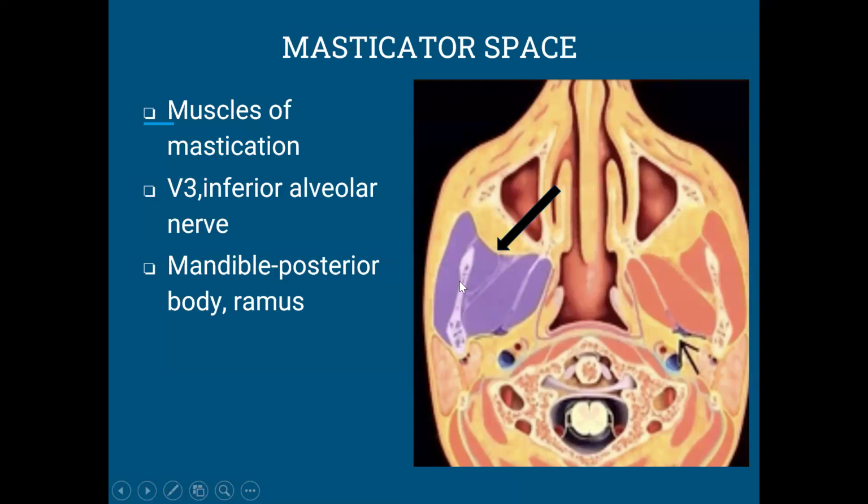So to sum up, we can divide the contents of the masticator space into one, muscle, second, bone, and third, nerve. So any pathology in this space will be related to these. We can have either a muscular pathology, a neural origin of the pathology, or any bony pathology.